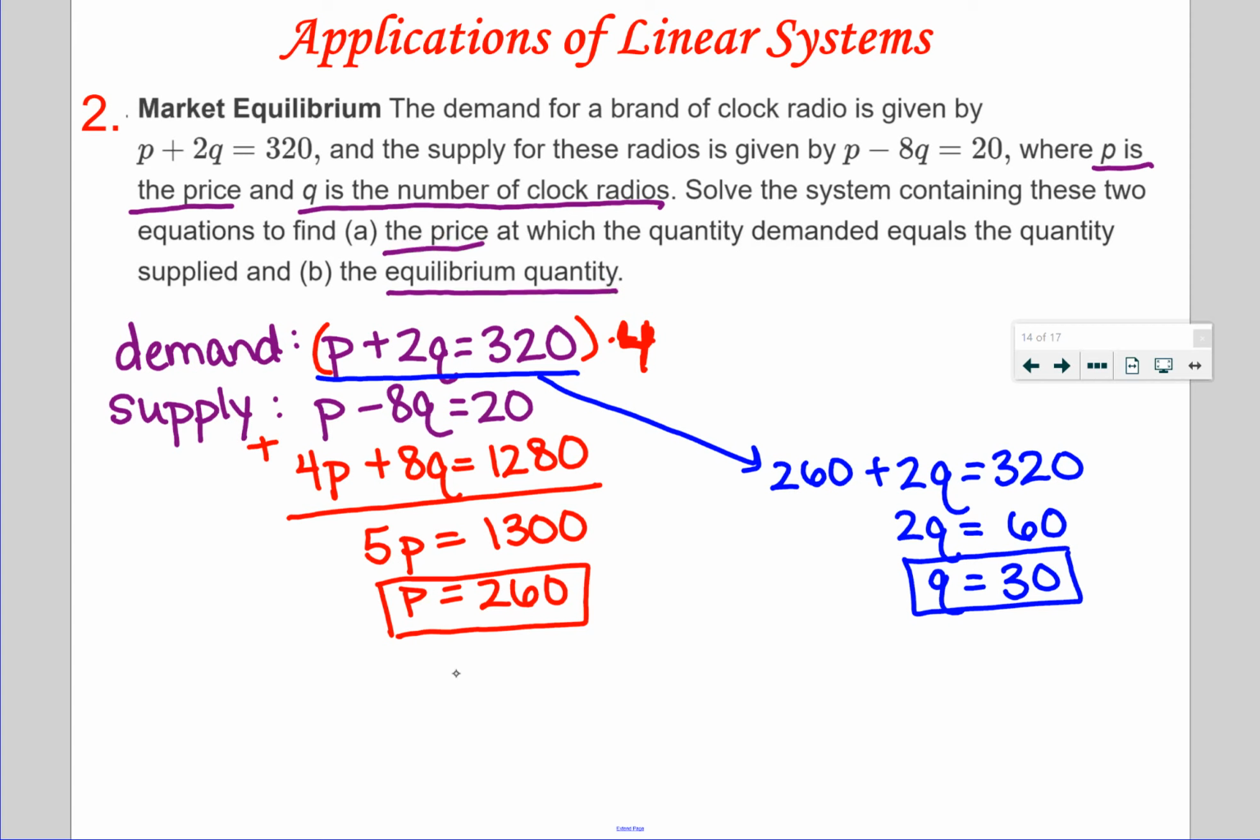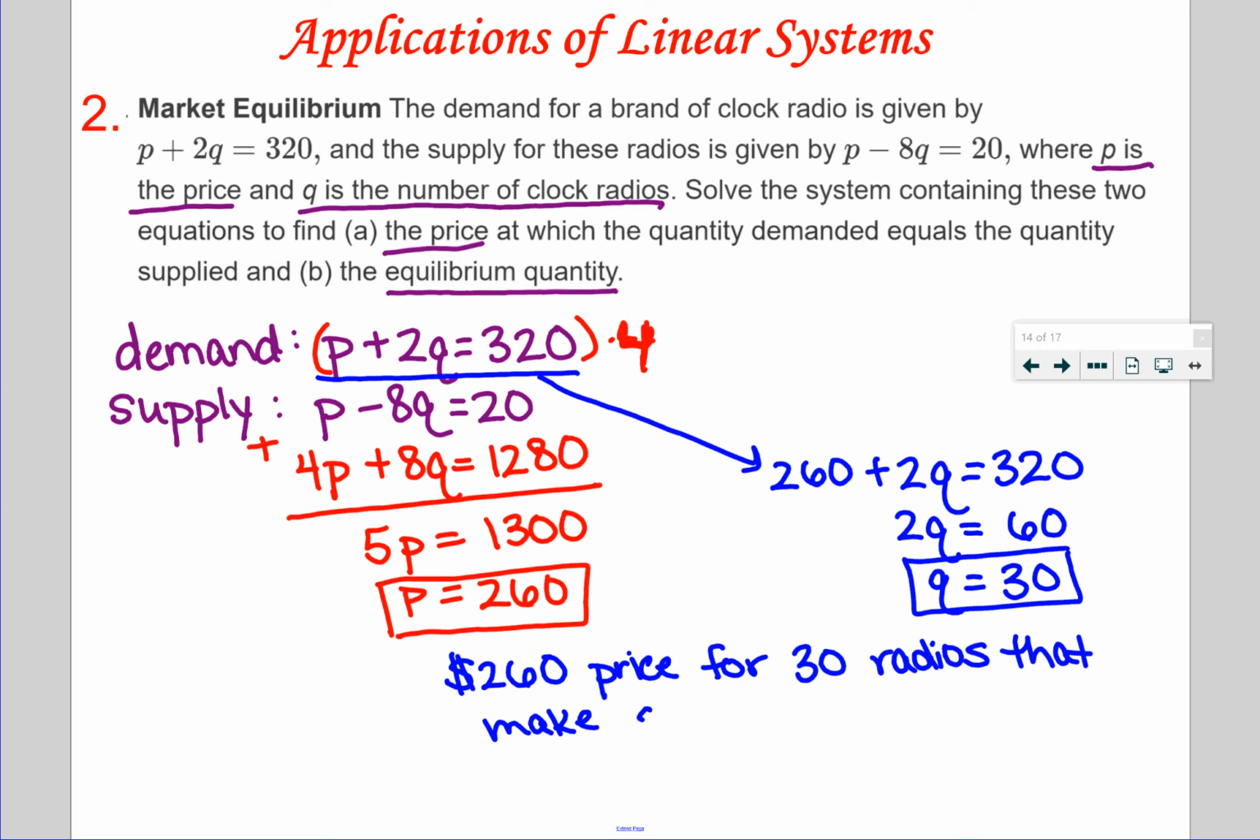So that's the set of values that make these equations equal, which, what does that represent in real life here? P is the price, so I guess we're assuming $260. It's an expensive clock radio. Maybe it's $2.60. Maybe it's price in pennies. $260 is the price for 30 radios, which was the quantity that makes the supply equal to the demand. So it causes equilibrium in this situation.